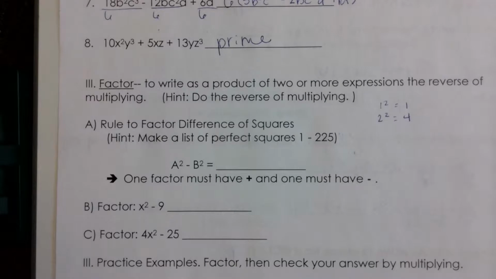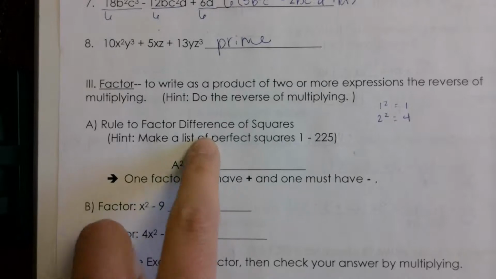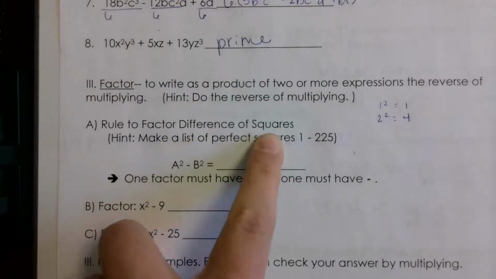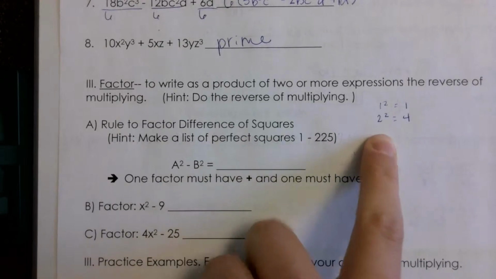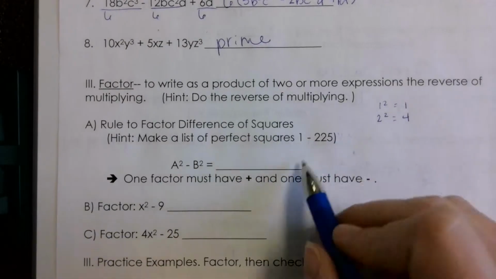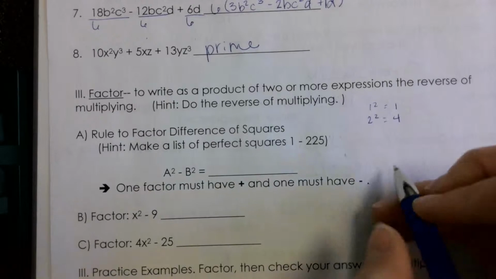So our second way of factoring is called difference of squares. So difference means you have to do what? Subtract, and the squares is talking about our perfect squares. So like 1 squared is a perfect square, 2 squared is a perfect square. We're going to make a list all the way up to 225. Whoa, it's really not going to take that long.